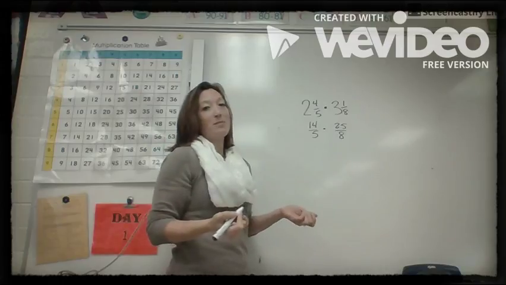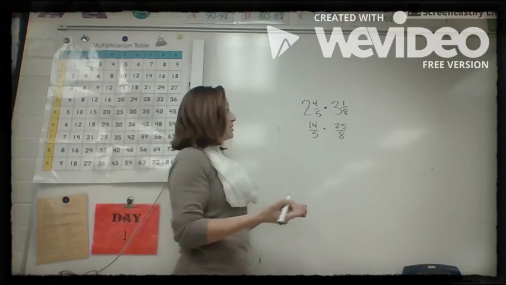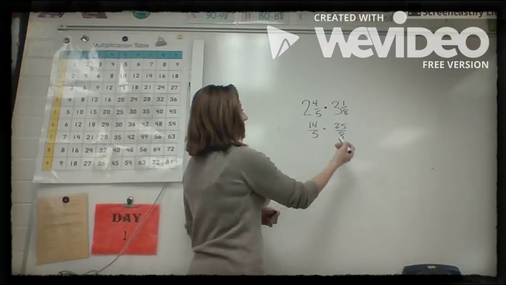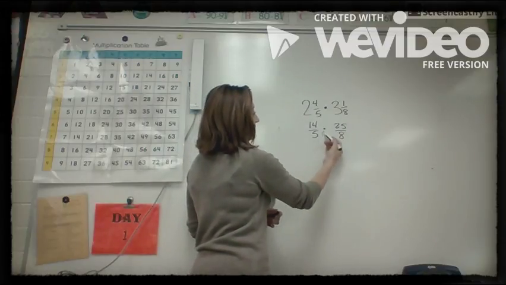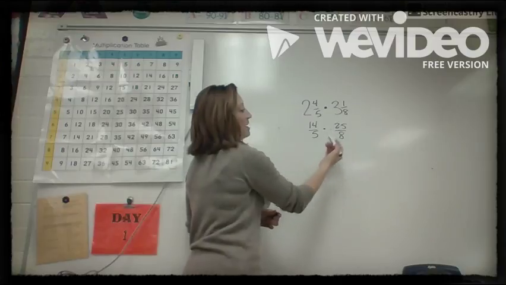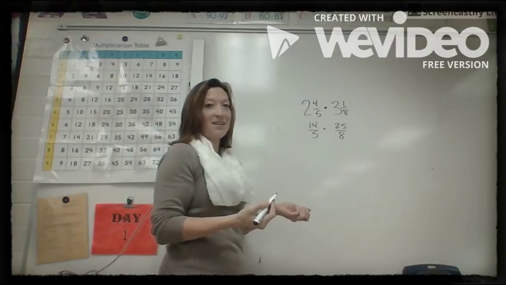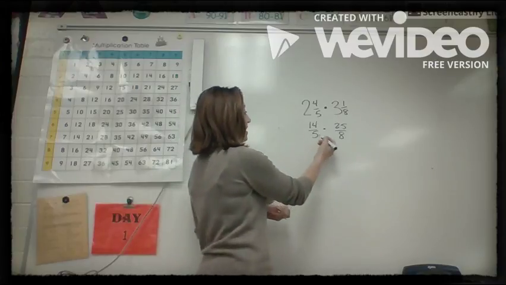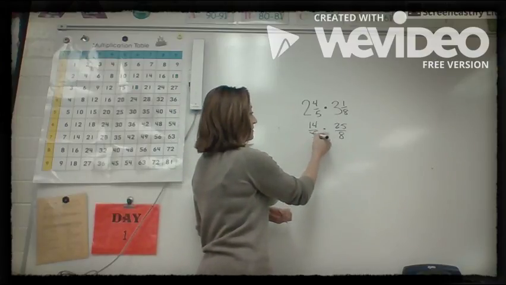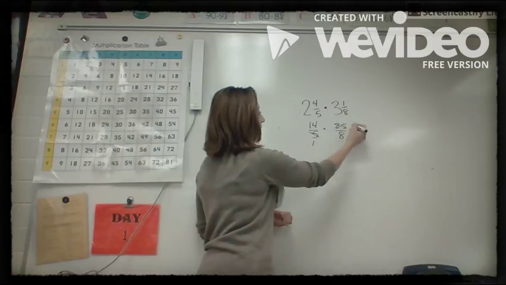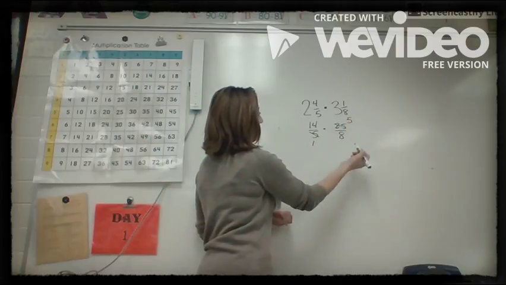Next, before we multiply our numerators and denominators, we want to look for opportunities to cross simplify. So as I look at this diagonal of 5 and 25, I'm looking for the greatest common factor, the biggest number that will divide evenly into both 5 and 25. And 5 will work. So I'm going to divide 5 into 5. That's once. 5 into 25 is 5 times.